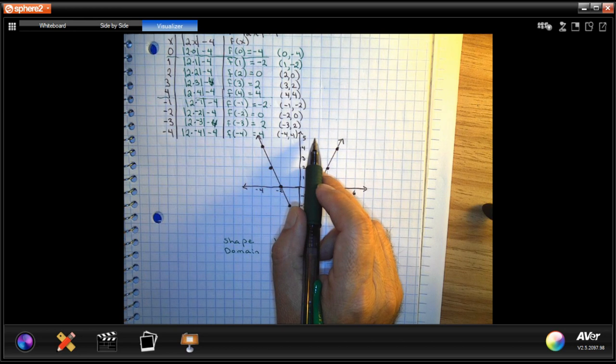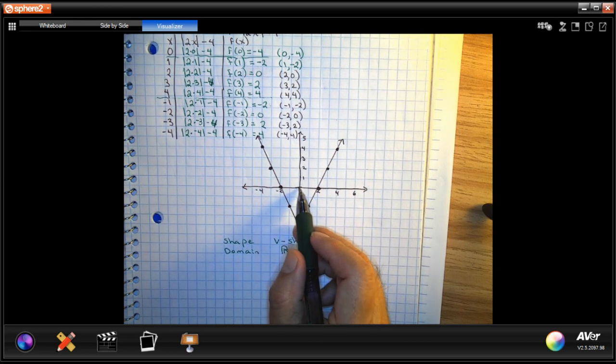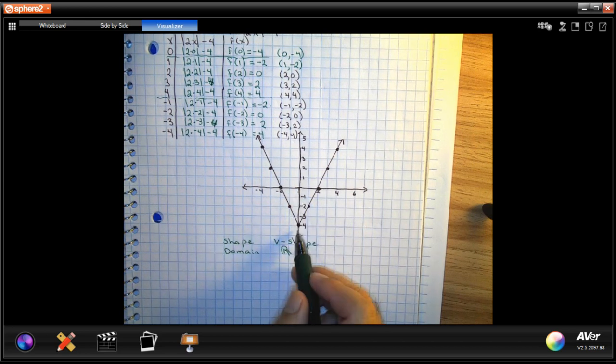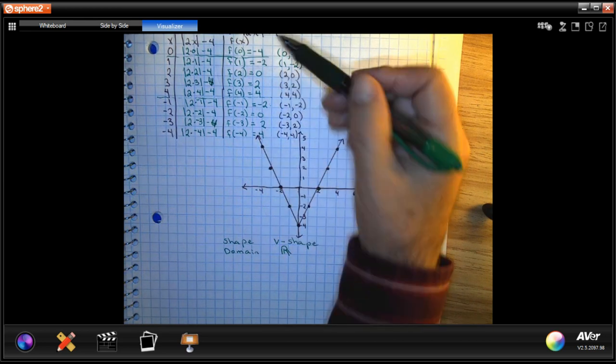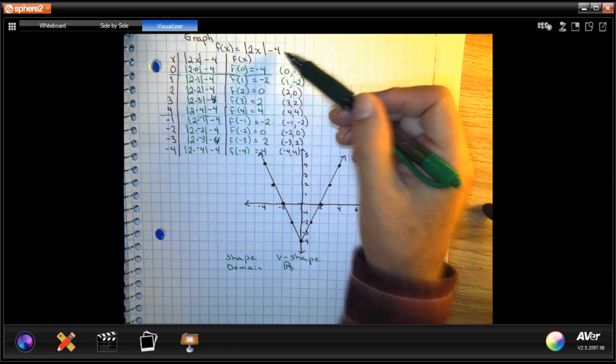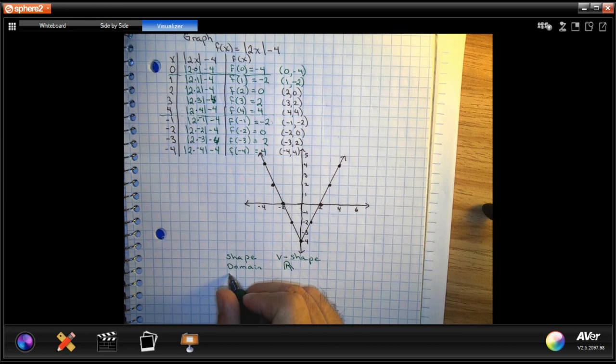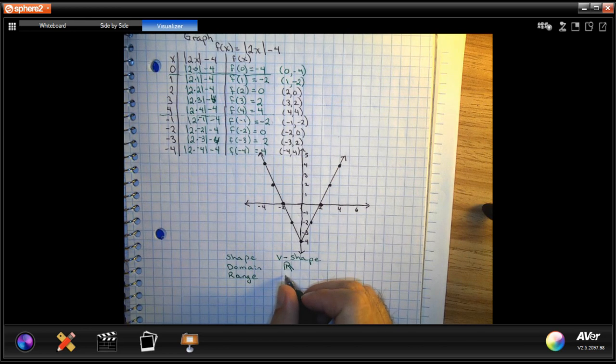Our range has changed though. The range is no longer the same as the parent function. It has translated downwards. As a matter of fact, it's translated downwards 4 units. So the range goes from -4 to positive infinity.